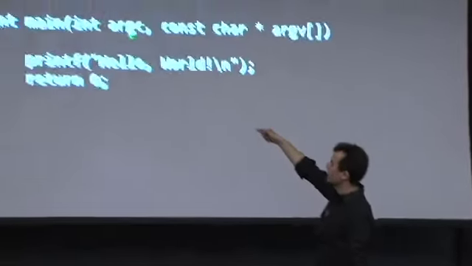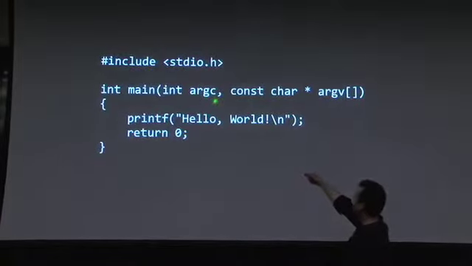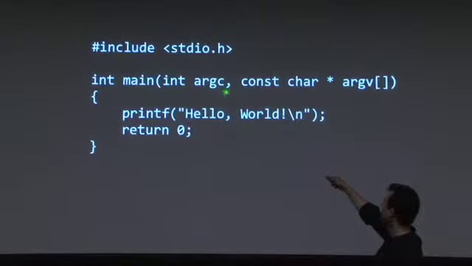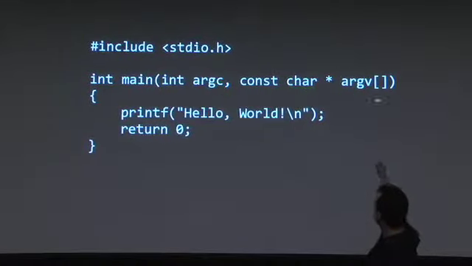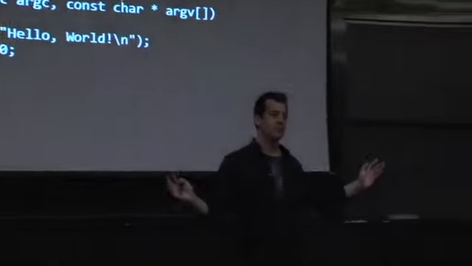So argc is the argument count, the number of things you type at the command line, much like argc or argv in Java. And same deal here. Const char star, though, gets interesting. So const is easy. It means constant. It means the pointer should not be changed. But what the heck is a pointer?